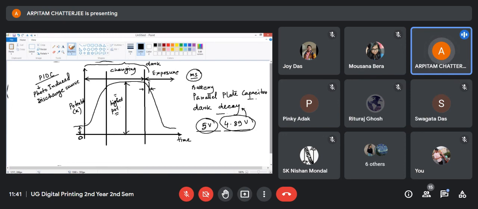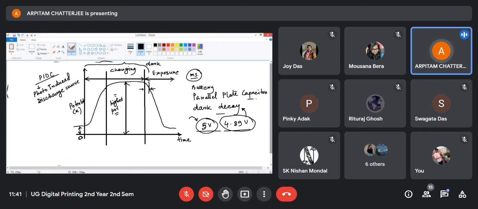So if your plate has a huge dark decay, then we have to be very cautious about it, because the moment the potential is not as expected, your entire calculation of how long you are going to expose, how much you are going to expose, and what the lux of the light should be, every parameter is going to change. And finally, the exposure happens.